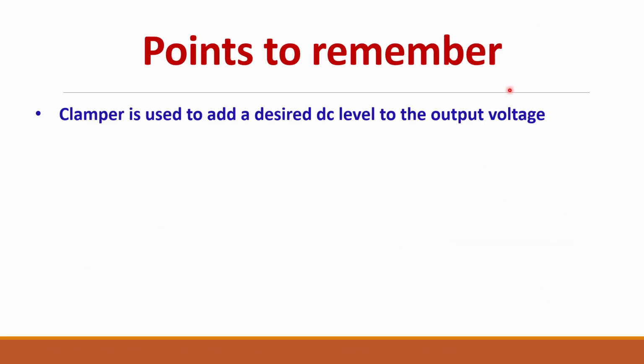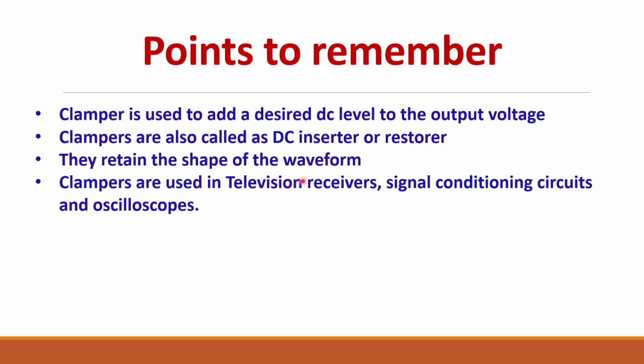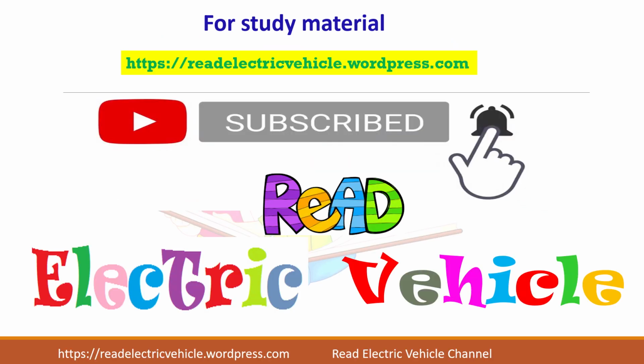So the points to remember here are: a clamper circuit is used to add a desired DC level to the output voltage. Clampers are also called DC inserter or restorer or even level shifter. Clampers retain the shape of the waveform. They are used in television receivers, signal conditioning circuits and oscilloscopes.